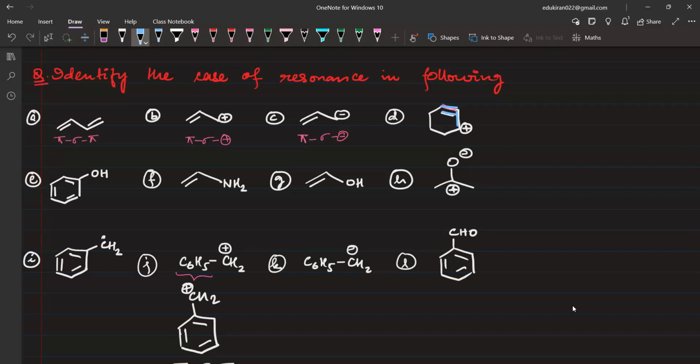A double bond, B single bond, C पे पॉजिटिव चार्ज, राइट? तो pi sigma पॉजिटिव है ये. Okay, so this is pi sigma positive.